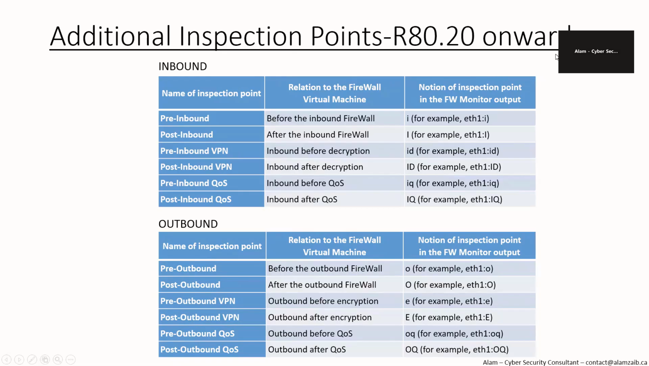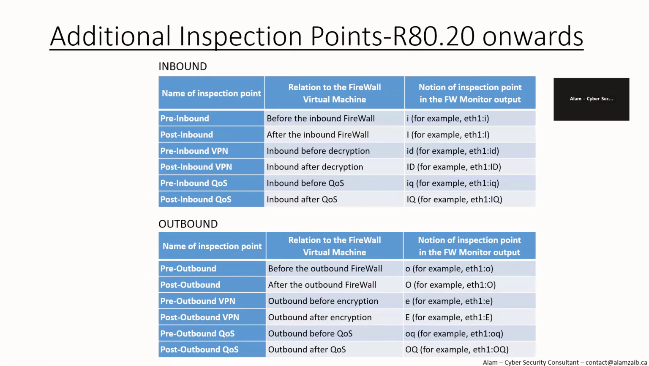Those 4 original inspection points were there before R80 came out. With R80, more inspection points have been added. The originals are still there: small i, big I, small o, big O, but now there's also inbound before decryption and inbound after decryption, so iD, capital D, quality of service, and similar for the outbound.